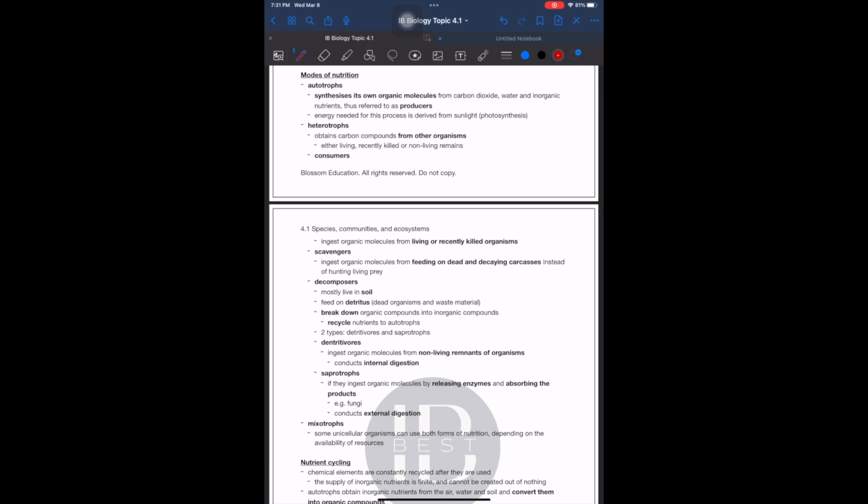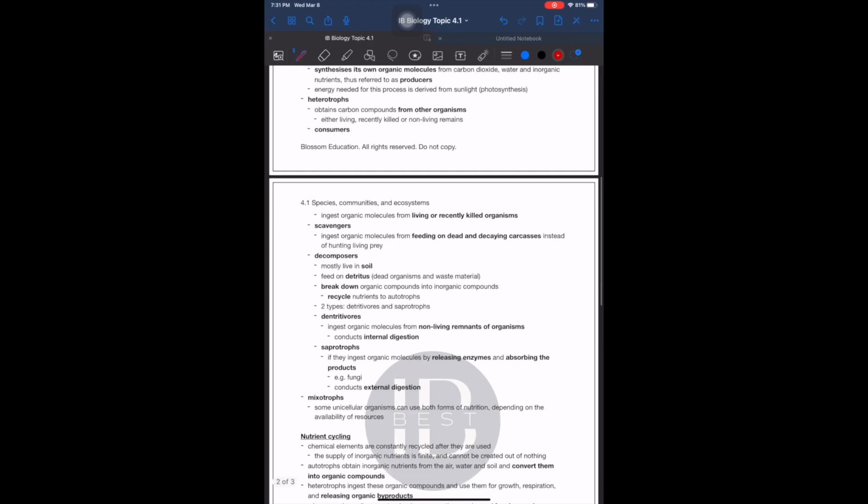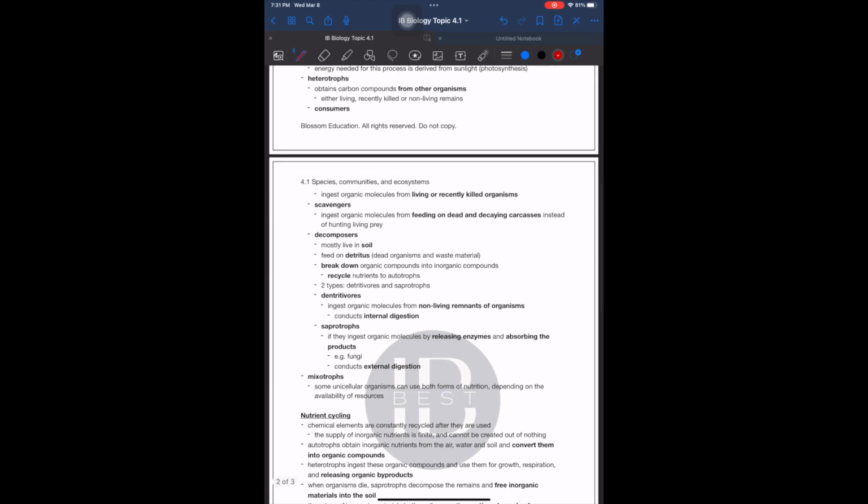Decomposers break down organic compounds into inorganic compounds, and therefore they mostly live in soil, and they can feed on the detritus, which are dead organisms as well as waste material. So the stuff that they are consuming is completely dead.